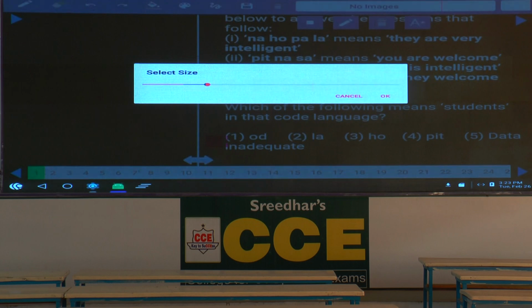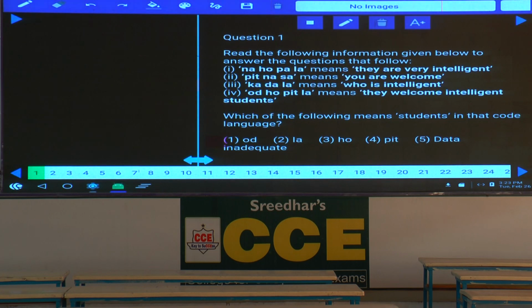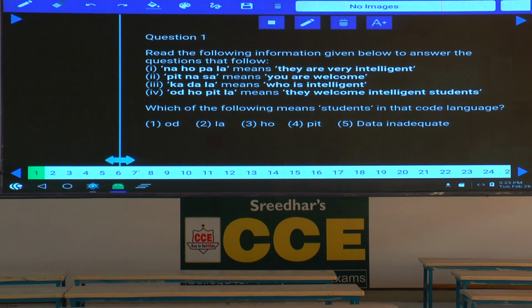Now in this coding and decoding, first we need to identify the word and its code. If you compare the first and the second, they are "very intelligent" and "you are welcome". The word which is common between these two is R, and the code which is common between these two is NA. Hence the code to the word R is NA.